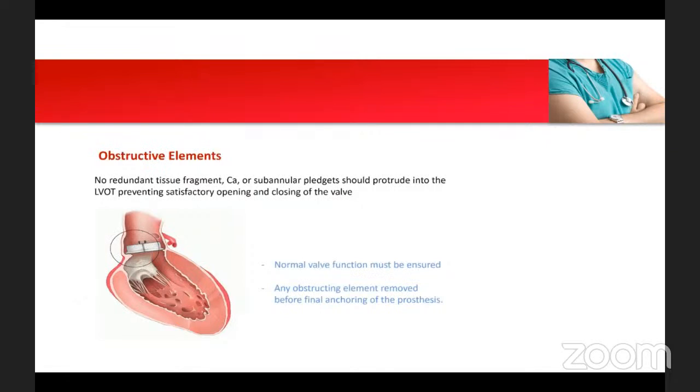Checking for obstructive elements is also very important, to ensure that there is no redundant tissue fragment, calcium, or subannular pledgets that protrude into the LVOT, preventing satisfactory opening and closing of the valve. Normal valve function must be ensured, and any obstructing element should be removed before final anchoring of the prosthesis.